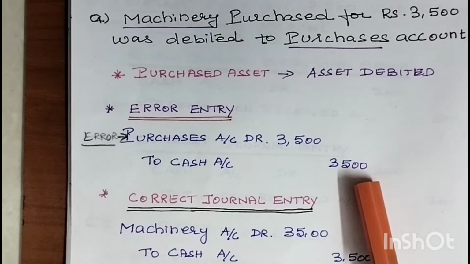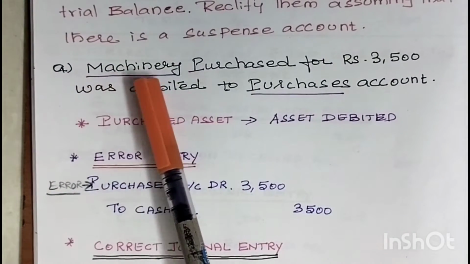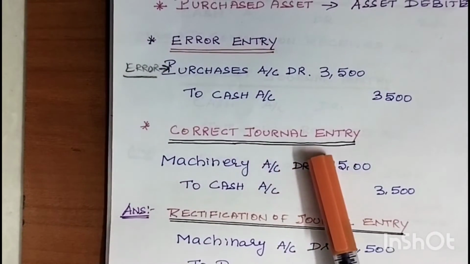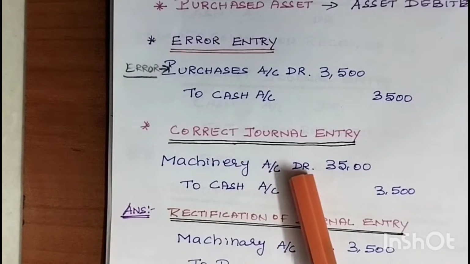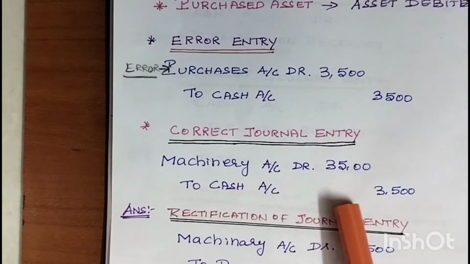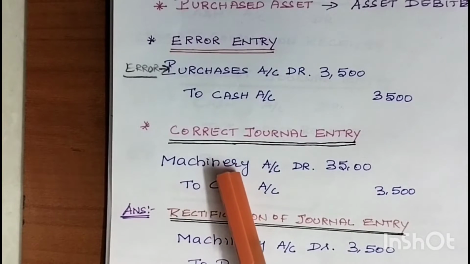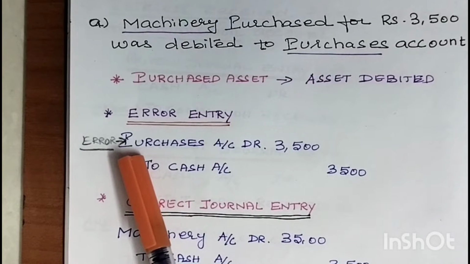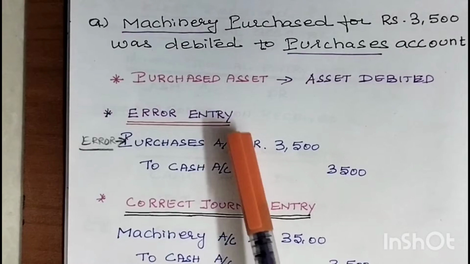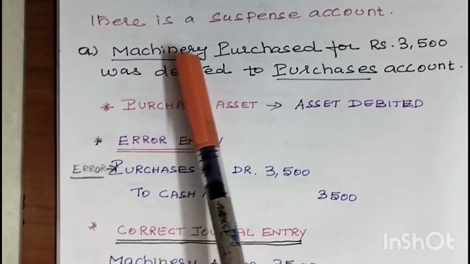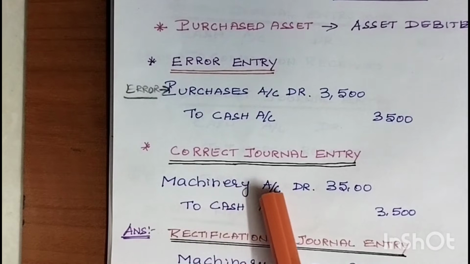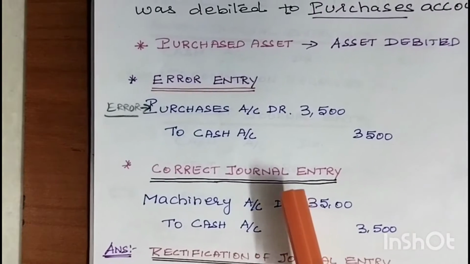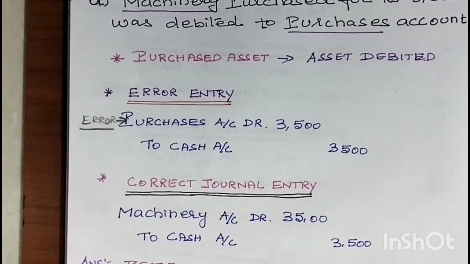What is the correct journal entry for this transaction? Machinery purchased for rupees 3,500. The correct journal entry is machinery account debit 3,500 to cash account, because they purchased machinery. When you purchase goods only, you have to write purchases account debit. When you purchase an asset, you have to enter the asset name on the debit side. So where is the error? We have to find out the error.